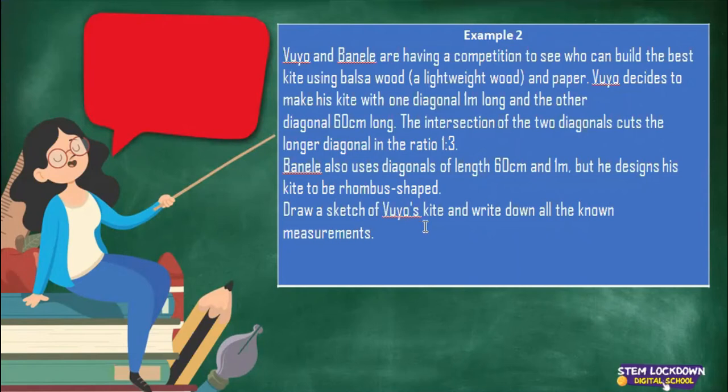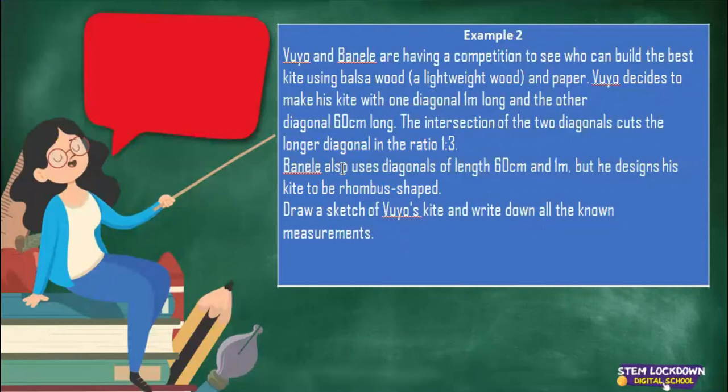Unlike a kite, in a kite only adjacent sides are equal. But in a rhombus, all the sides are equal. And only one diagonal is bisected in a kite. But in a rhombus, both diagonals are bisected.